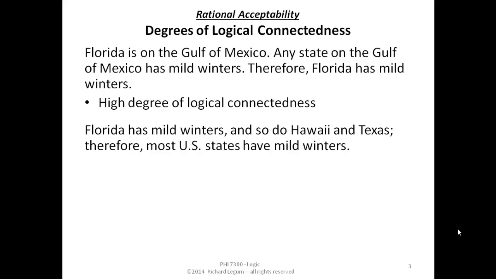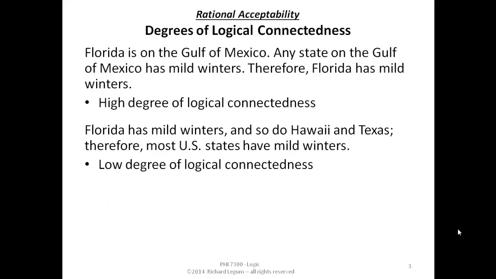Now you might contrast that a little bit with the argument: Florida has mild winters and so do Hawaii and Texas. Therefore, most U.S. states have mild winters. I mean, we say that the degree of logical connectedness is kind of low.